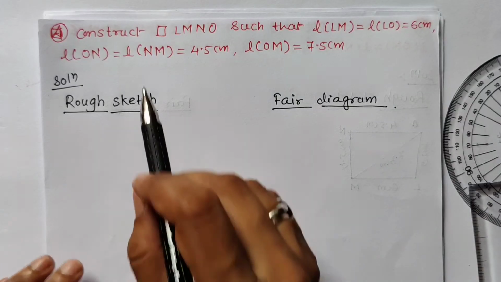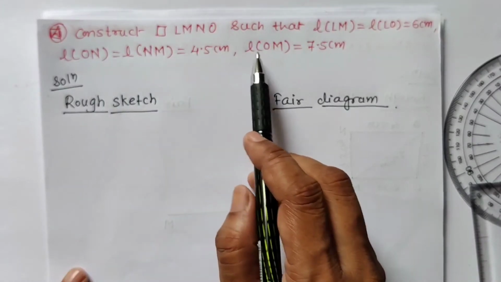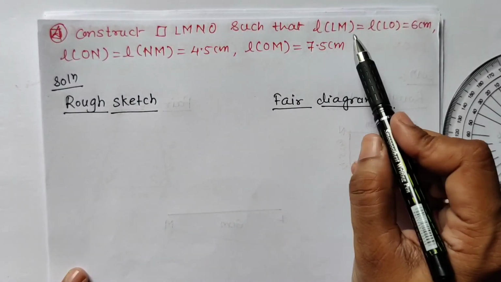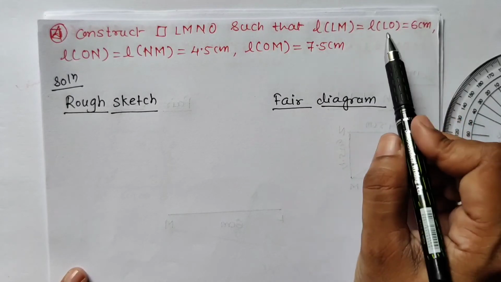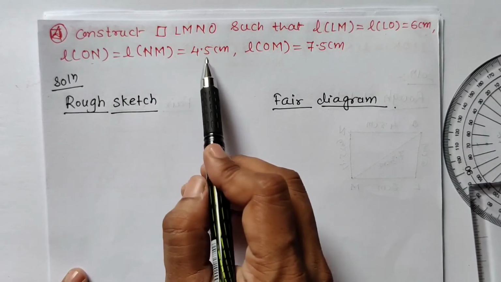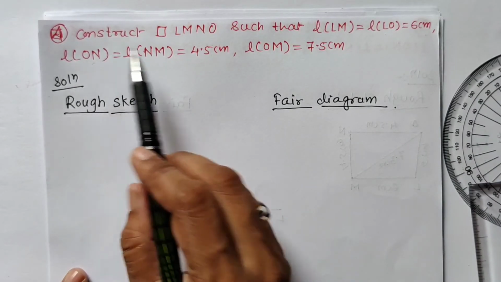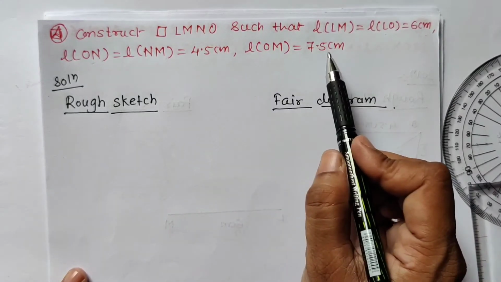Last question of this practice set. Construct quadrilateral LMNO such that length LM is equal to length LO is equal to 6. That means LM is also 6 and LO is also 6. Length ON is equal to length NM is equal to 4.5. That means ON is also 4.5 and NM is also 4.5 and OM is 7.5.